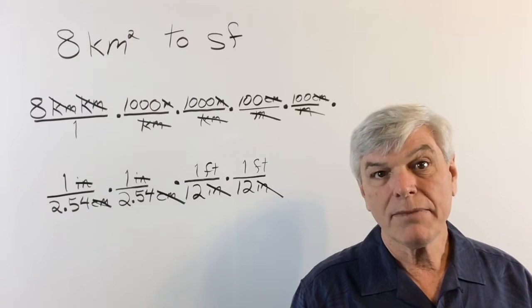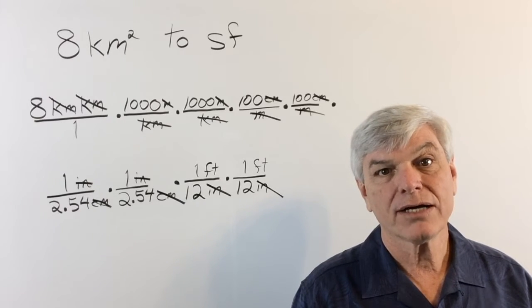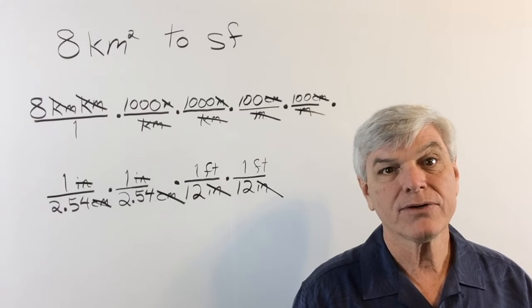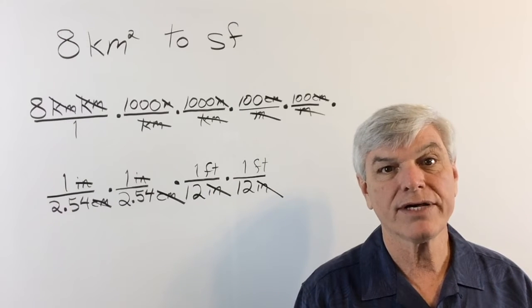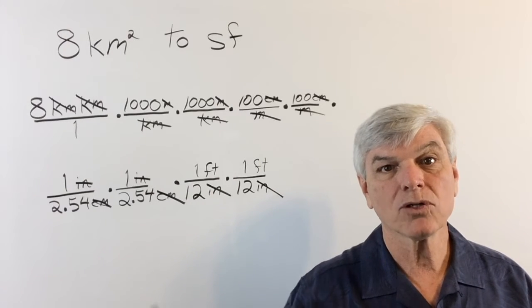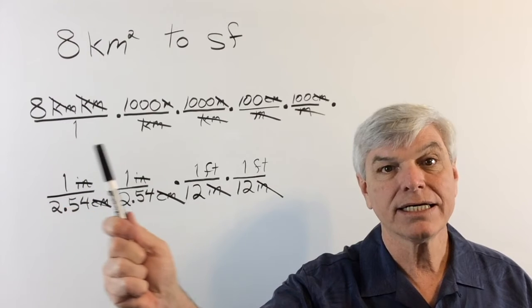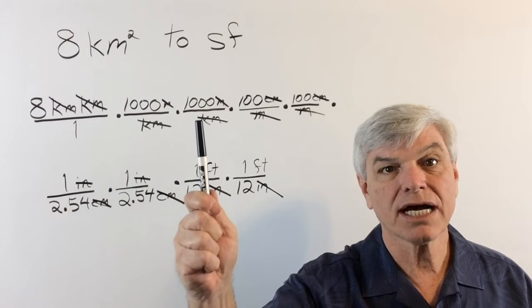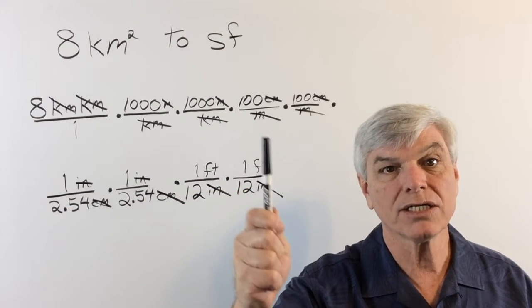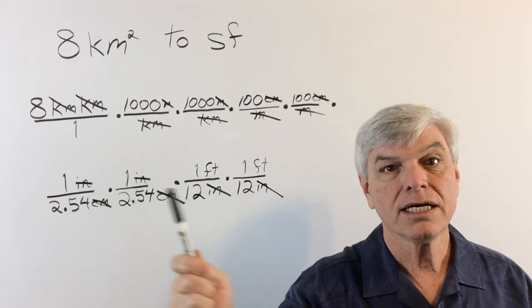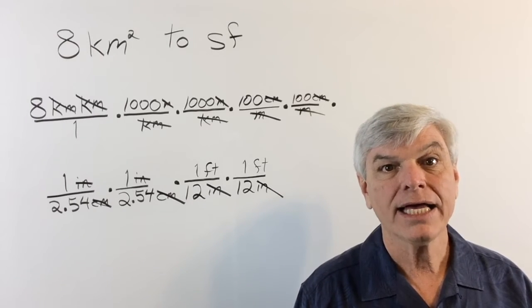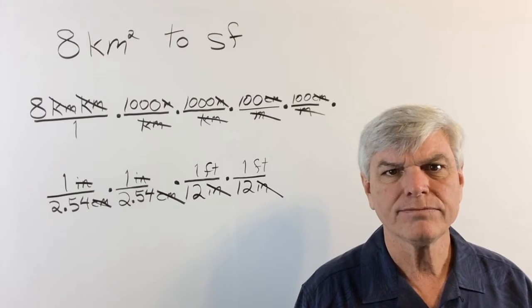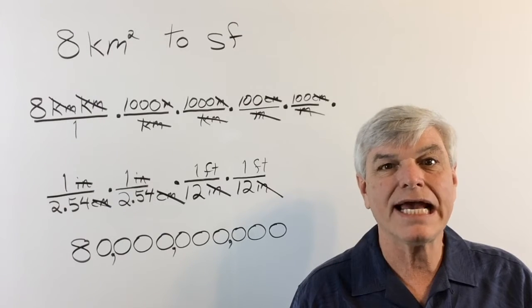Okay, so we didn't make any mistakes. We crossed out 2 of everything on the top and 2 of everything on the bottom, and all that we're left with is foot, which is what we're converting to, square feet. And we are going to multiply 8 times 1,000 times 1,000 times 100 times 100 times 1 times 1 times 1 times 1. Okay, so what is that number? And that number is 80 billion.